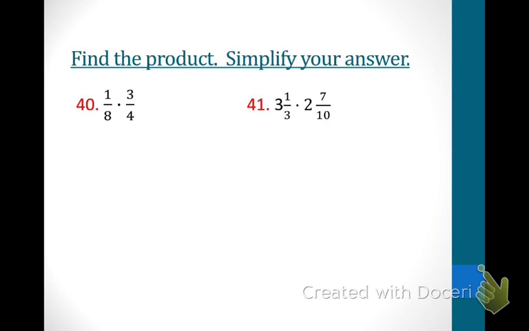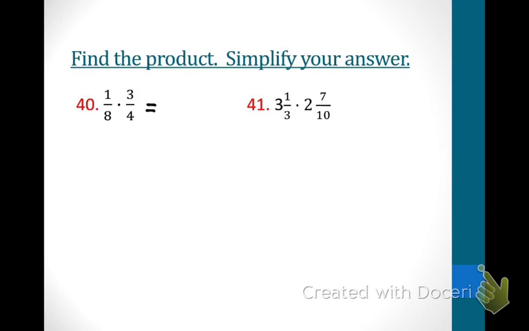Whenever I'm multiplying, do I need to have a common denominator? No, not for multiplying. When you multiply, you do not need a common denominator. Okay, so do not worry about getting a common denominator. Is there anything in this problem that I can cross-reduce? No. There is not. So all you're going to do is multiply from left to right.